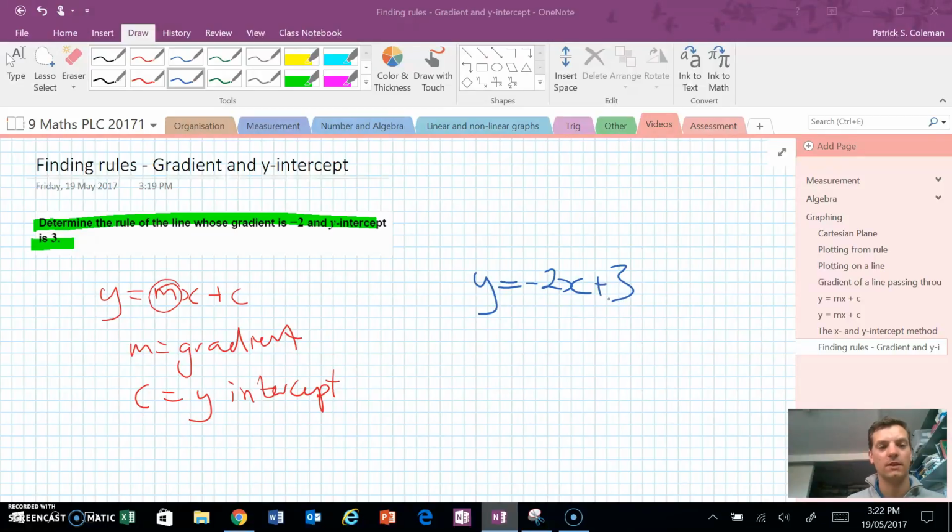What we need to do is take what we've got and plug it into our magic of y equals mx plus c.